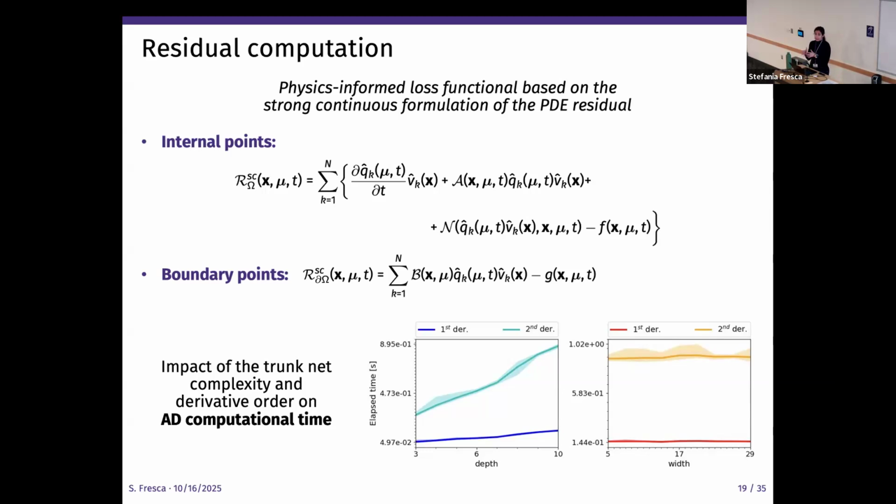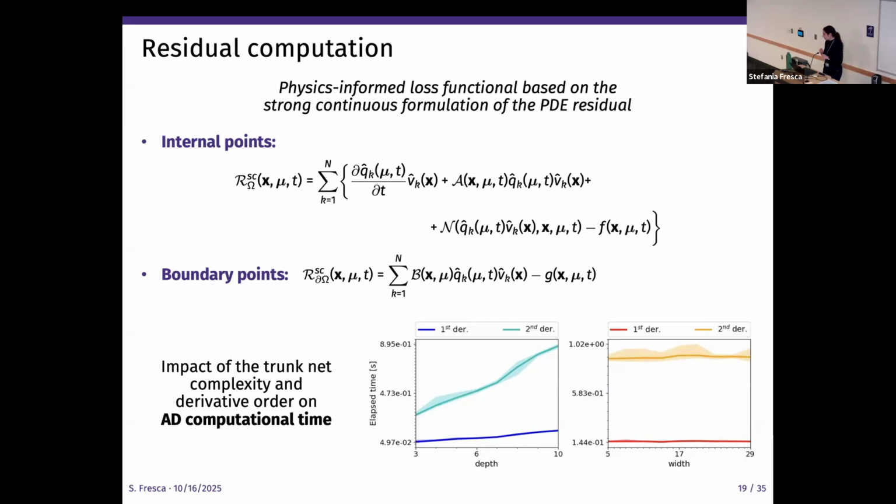The higher the derivative order, the higher the AD computational time. AD computational time does not depend on the width, but it depends on the depth of the trunknet. Especially in the case of a second-order derivative, you can see that the trend is very steep.